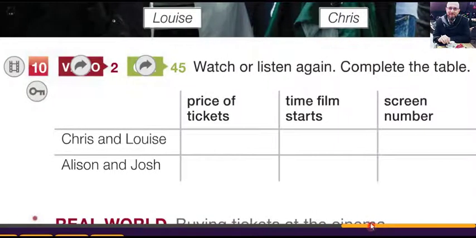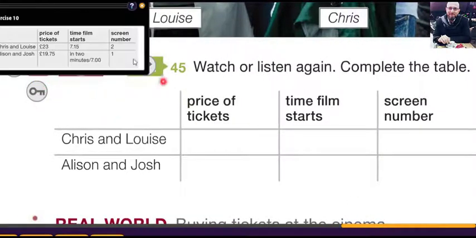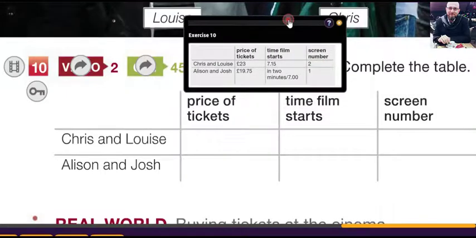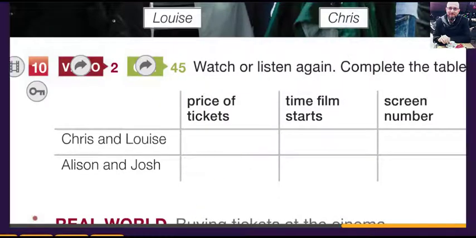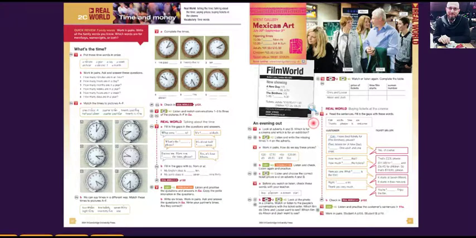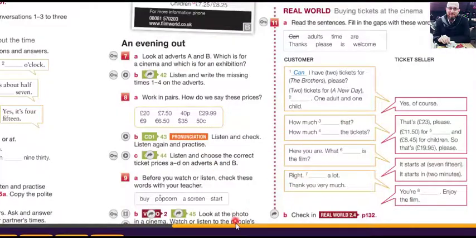Okay, guys, so let's see the answers here. Yeah, this is the answer. Okay, so in exercise number 11 here, we'll learn how you talk with the customer, how you talk with the ticket seller. You are the customer and we have the ticket seller, okay? And we have these words to fill in the gaps here.